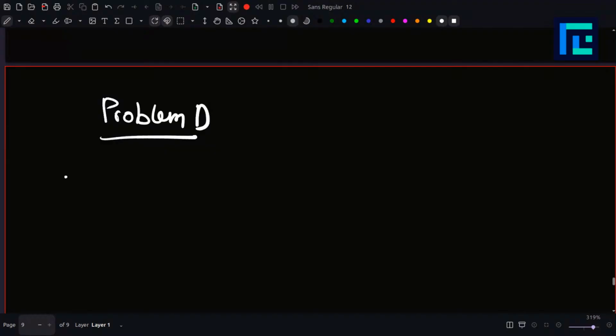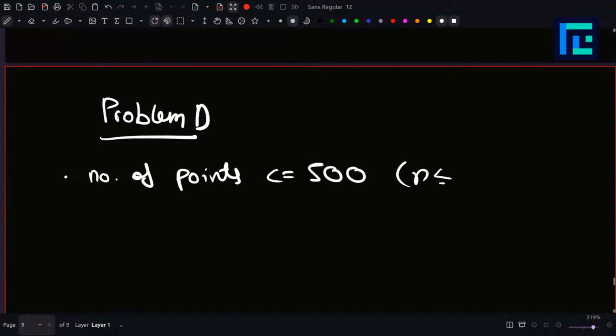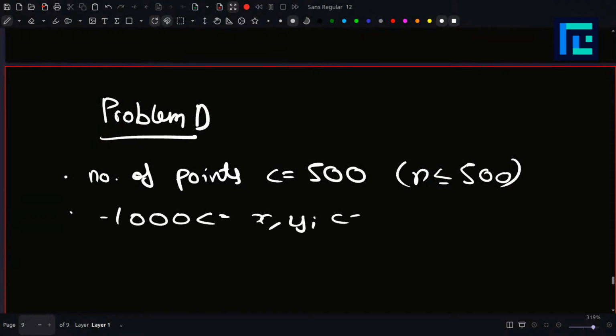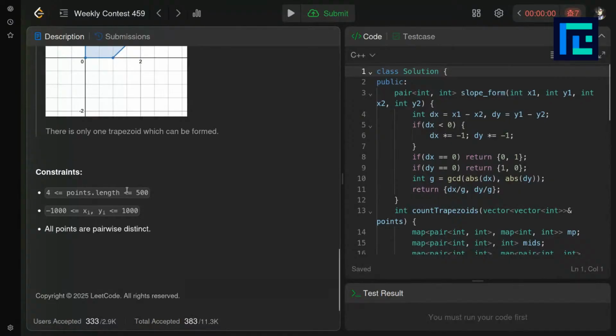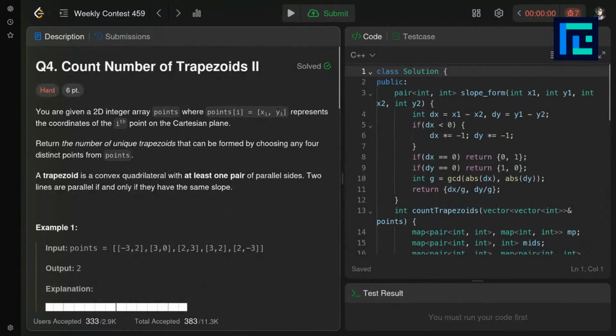So the number of points n can go up to 500. The coordinate values, the second thing, doesn't matter that much. The first thing is the main thing, right? And what are trapezoids? They basically have one pair of parallel sides, right? That makes sense.